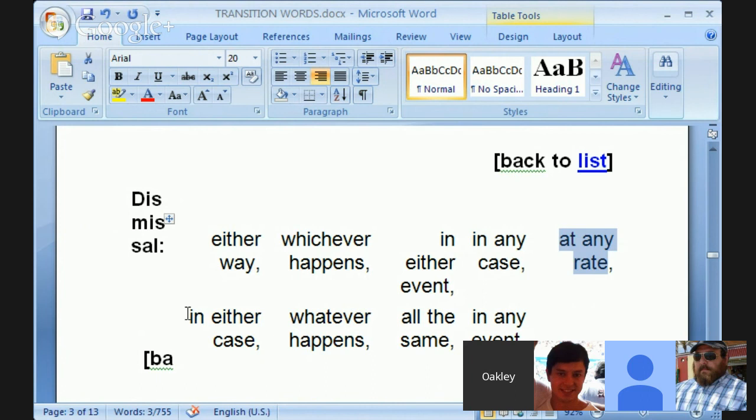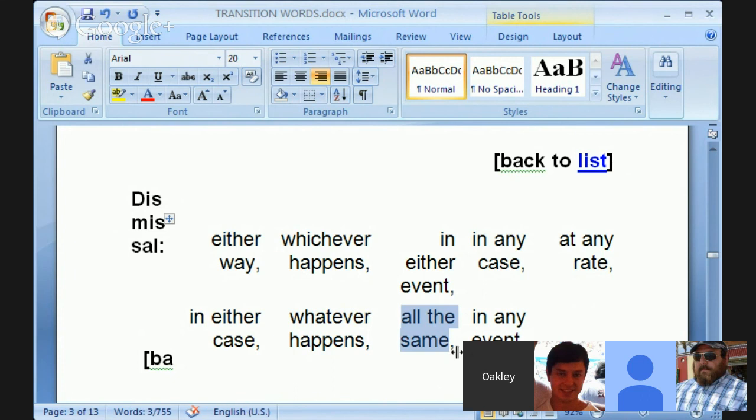Think about this. In either case means you have to talk about two things. My wife may lose her job, or I may lose my job. But in either case, we make enough money to pay our bills. So there's definitely more than one factor before we use this. There's more than one thing going on.